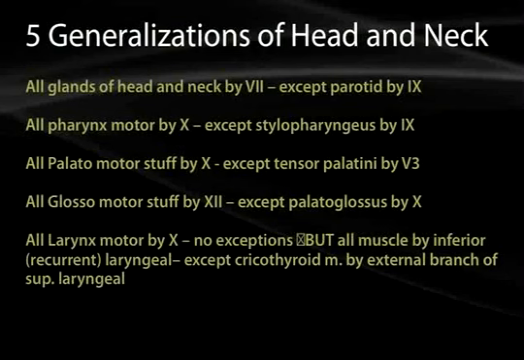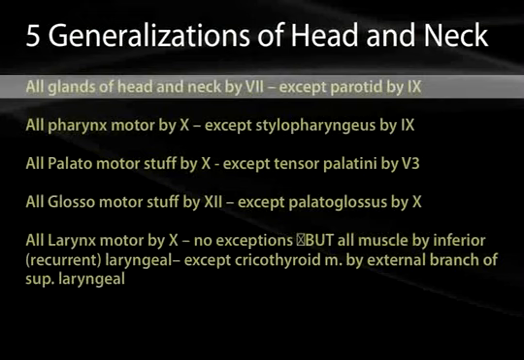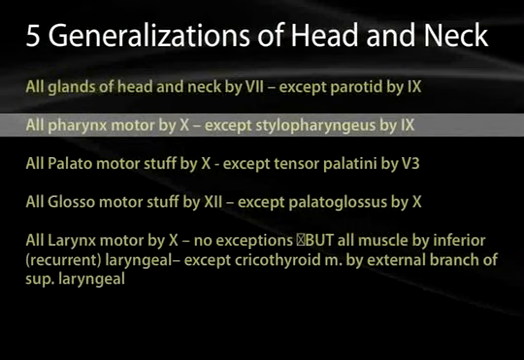So that concludes our 5 generalizations. Let's pull them together in summary before we move on. First of all, glands of the head and neck are created and supplied by cranial nerve 7, except for the parotid, which is innervated by cranial nerve 9. All pharynx motor muscles are done by 10, except for the stylopharyngeus, which is done by 9.